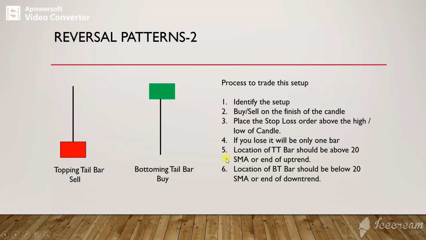Going to the second pattern now. This pattern is called the topping tail bar and the bottoming tail bar. As a short form, I call it TT and BT.